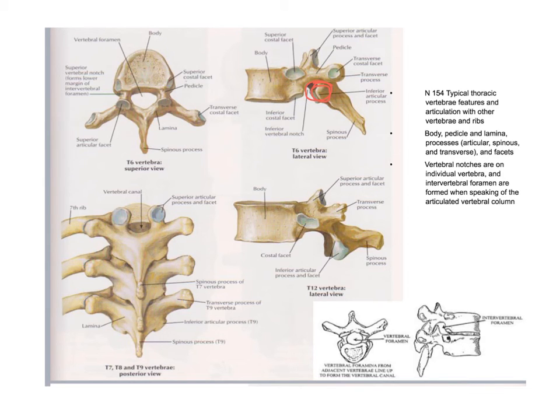Also, on the inferior left, you have three vertebrae. So you have T7, T8, and T9 together, and this is a posterior view. What they are showing you is the vertebral canal. When you have the vertebral column together, you're going to have a vertebral canal, not a vertebral foramen. At the top is the vertebral foramen. Down where you have several vertebrae together, one on top of the other, the name changes to vertebral canal.